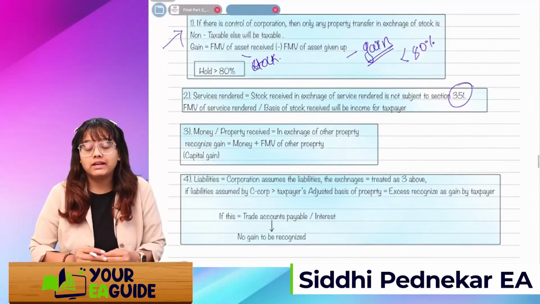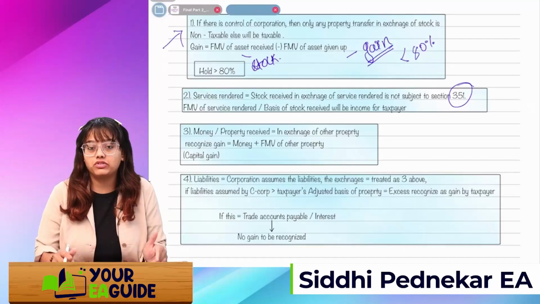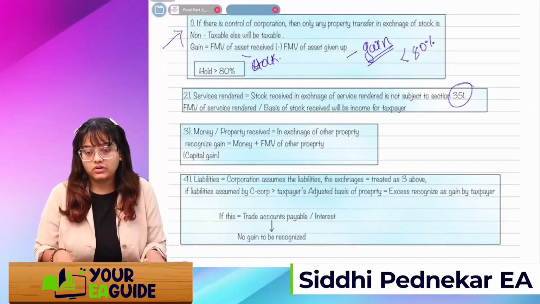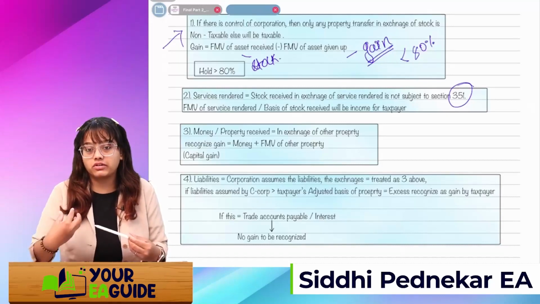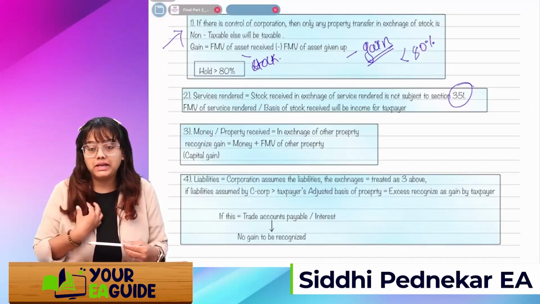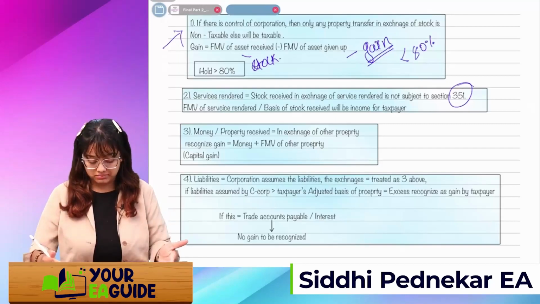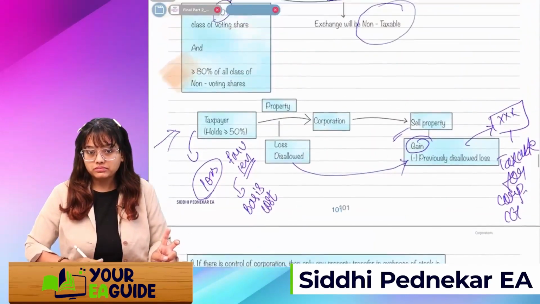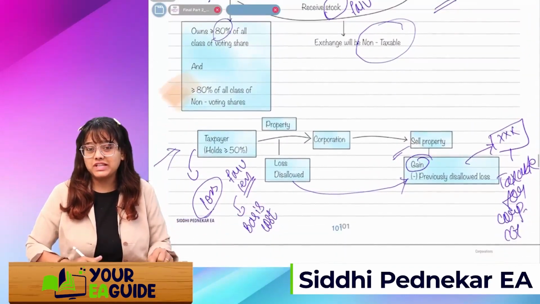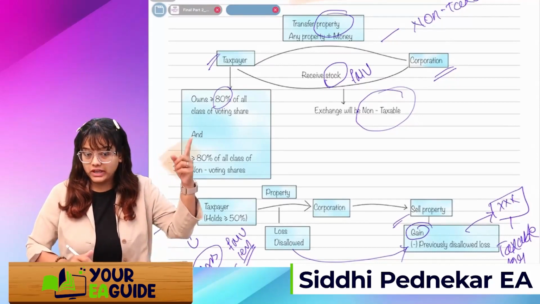Okay, so in that case, whatever services I have rendered, I'll take the FMV of the services rendered. If FMV is not available, then the basis of the stock received will be included in my income tax return as income. Got it, everyone? So first, whenever the property is transferred, we'll see whether that particular taxpayer is holding 80% share, 80% stock, I can say, in the voting and non-voting.